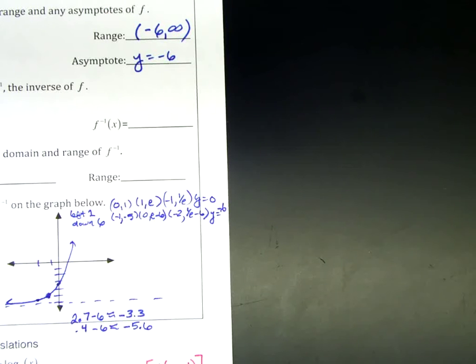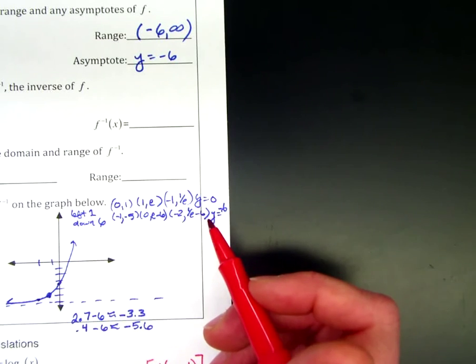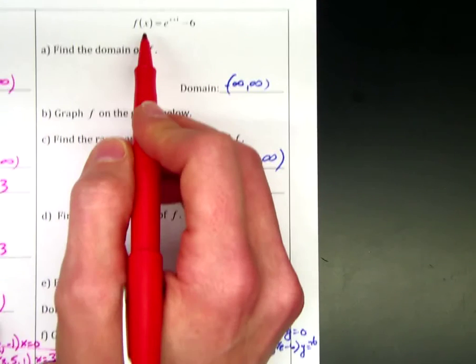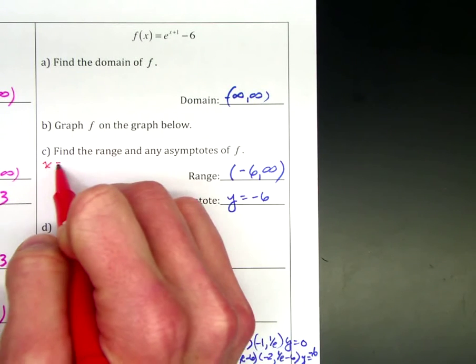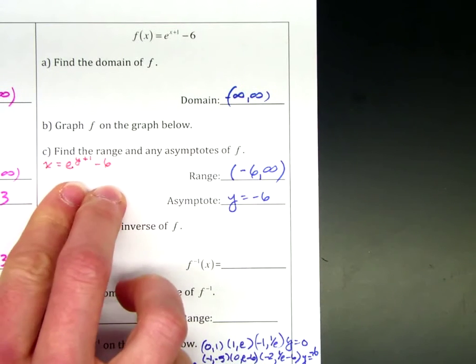So now we have to find the inverse. First step for finding the inverse. What do you always have to do? What's the first step always in any function for finding inverses? Yes, thank you. Flip the x and the y. So we come over here, and instead of y here, we have x equals e to the y plus 1 minus 6. How many terms do we have on the exponential side?